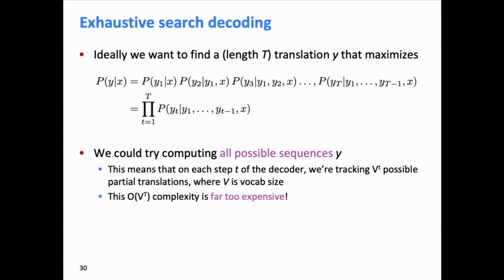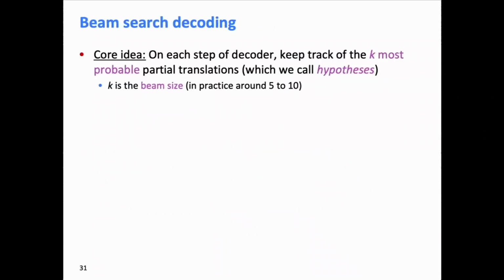So yes, we're going to use some kind of search algorithm, and in particular, we're going to use beam search decoding. The core idea of beam search decoding is that on each step of the decoder, you're going to be keeping track of the K most probable partial translations. We call partial translations hypotheses because we're tracking multiple of them and we're not sure which one is best, so we're thinking about several. Here, K is an integer, and we call this the beam size. In practice for NMT, this is usually maybe 5 to 10. So you can think of K as how big your search space is at any one time.